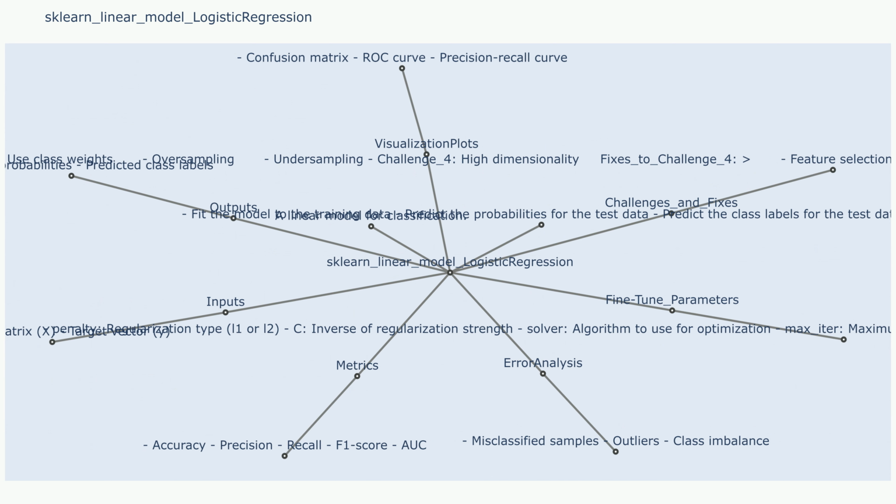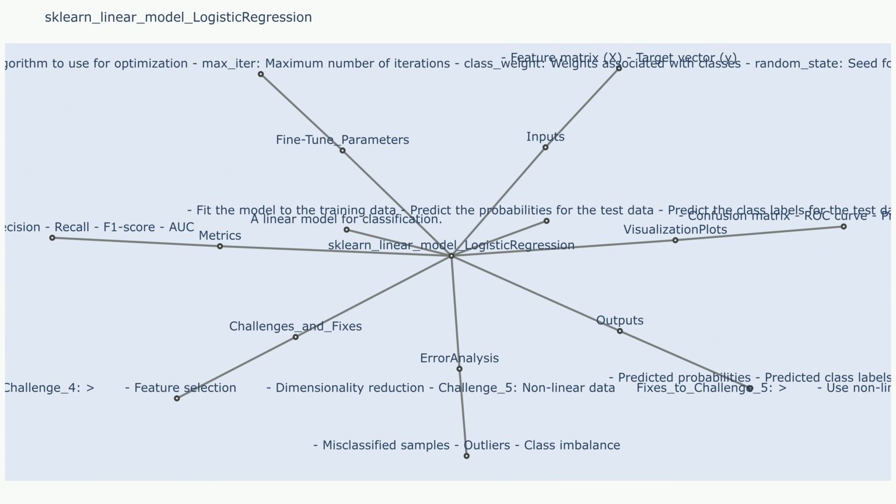Class weighting: assign different weights to the classes during training to give more importance to the minority class. Use specialized algorithms: consider using algorithms designed for imbalanced datasets, such as the synthetic minority oversampling technique (SMOTE) or cost-sensitive learning.